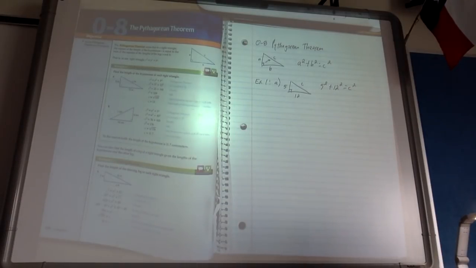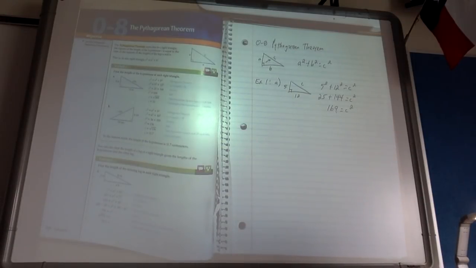Now we're just doing the math. Remember, we're following PEMDAS here. PEMDAS says to do the exponents before we add. So I'm going to do 5 squared, which is 25. If you're not strong with your squares, that's fine. Use the calculator. Then I'm going to add 12 squared, which is 144, and that equals C squared. Pythagorean Theorem says now we need to add these. So 25 and 144 makes 169.